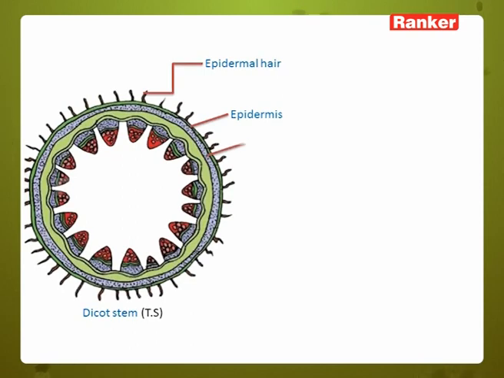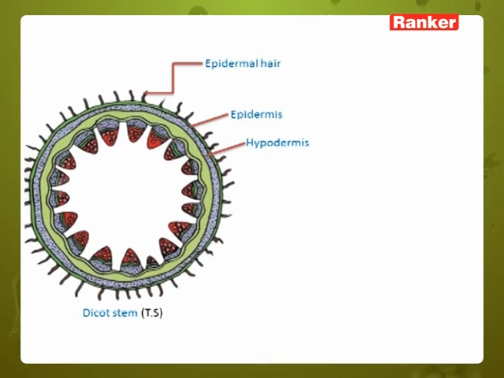Next we are talking about the hypodermis, and what is the hypodermis here we will discuss. In this regard, first we are supposed to talk about the cortex. The cortex, the next layer to the epidermis, is a few to several layered thick zone of cells. This region can be differentiated into two zones, of which one is the collenchymatous hypodermis, made up of varying layers of cells and lying immediately beneath the epidermis.